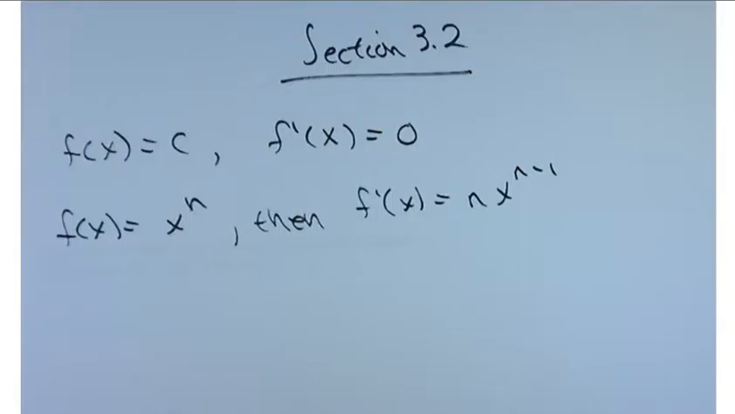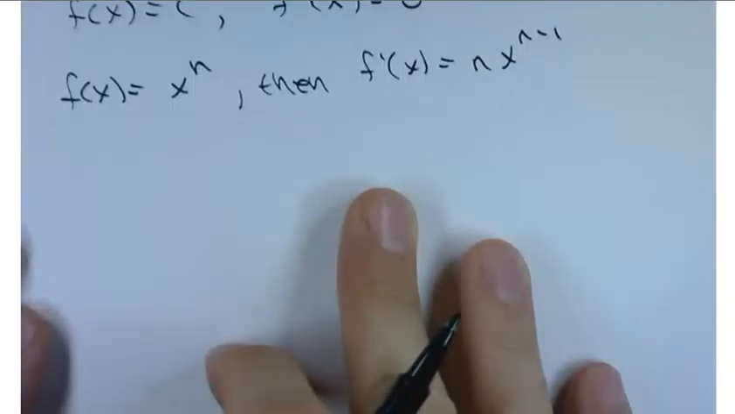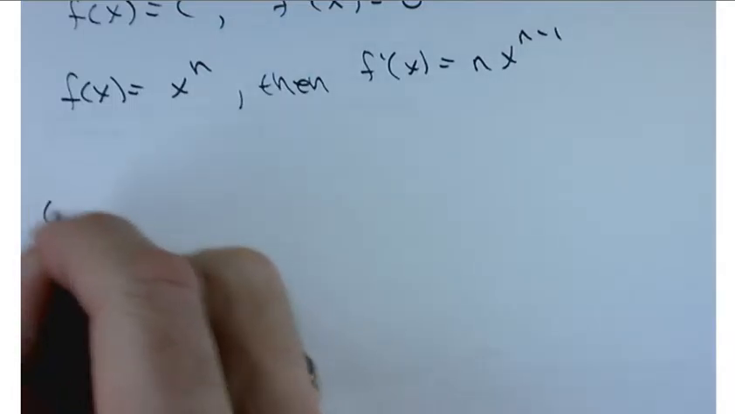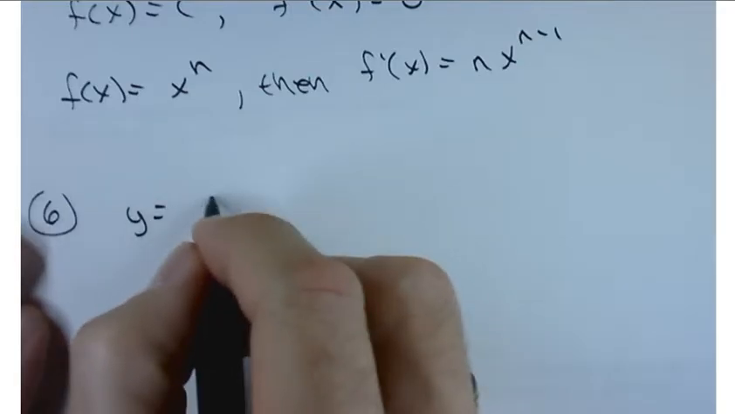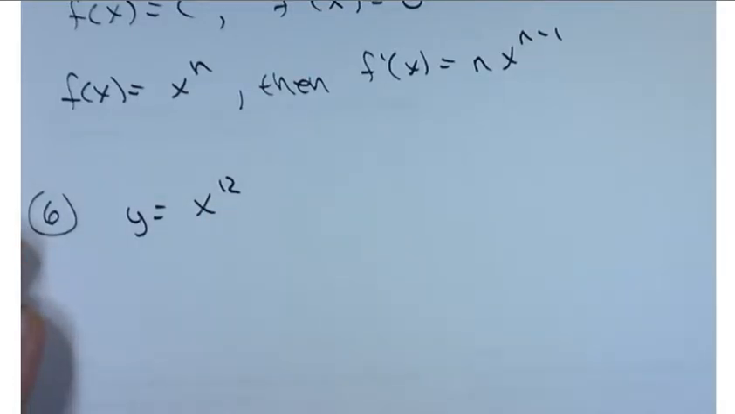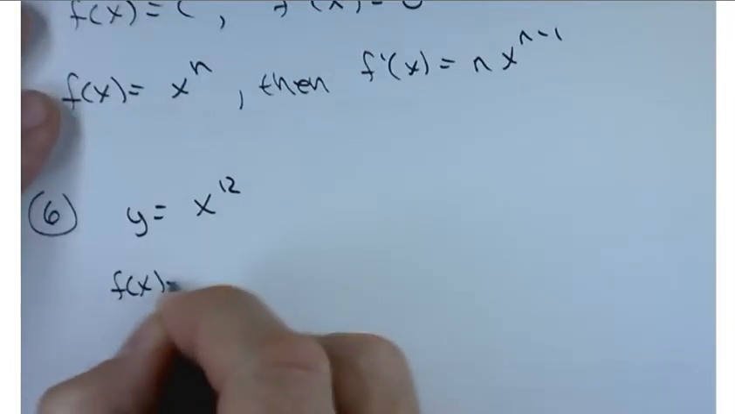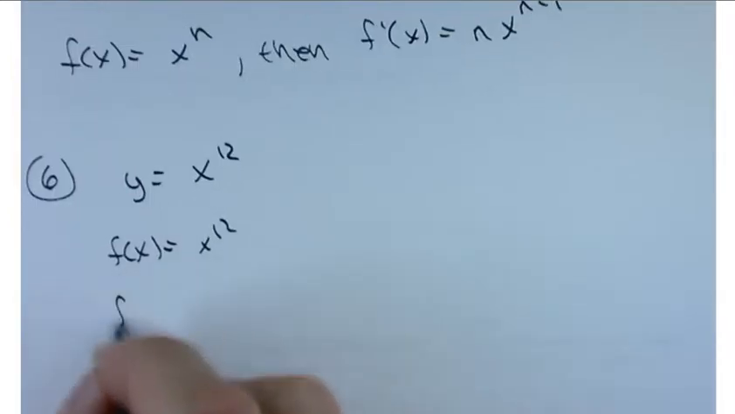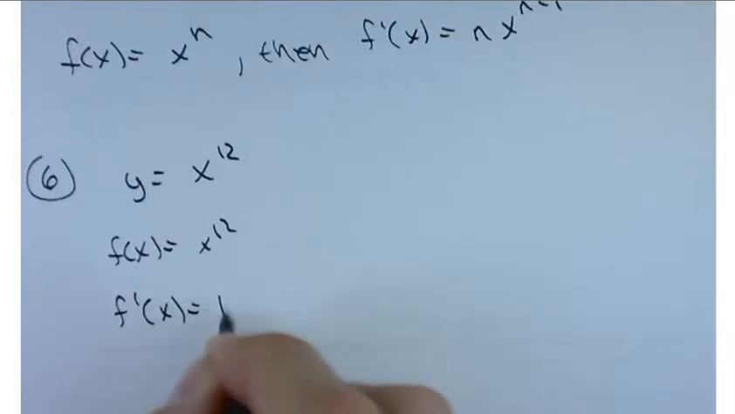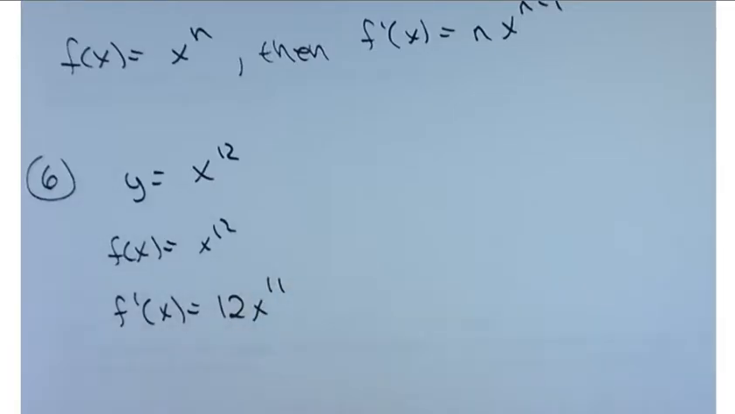Let's practice that with a couple examples. We'll start with problem number 6. Y equals x to the 12th. You could also write that as f of x equals x to the 12th. What's the derivative going to be here then? 12x to the 11th power. Wow, that's nice. That's really nice.